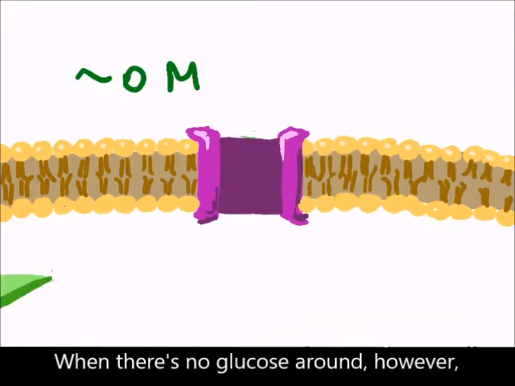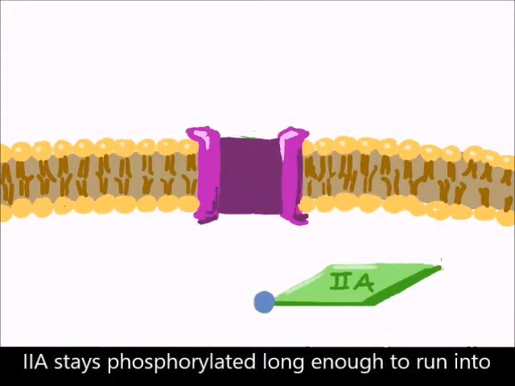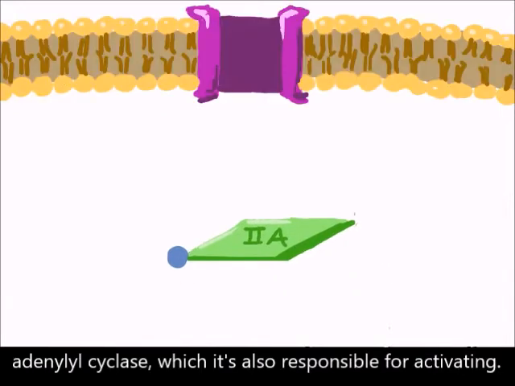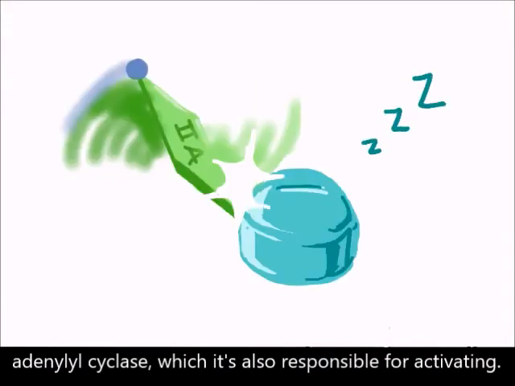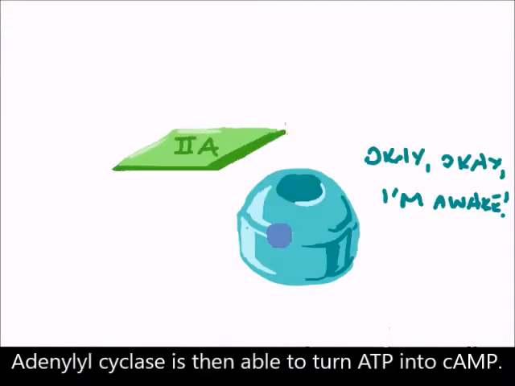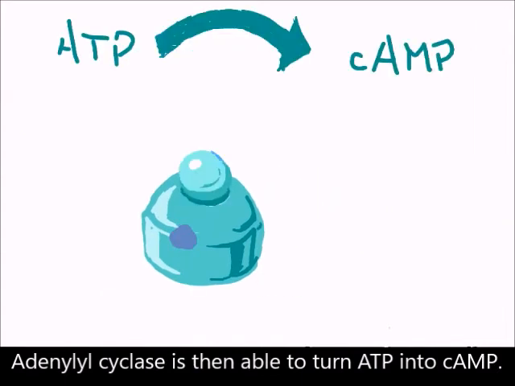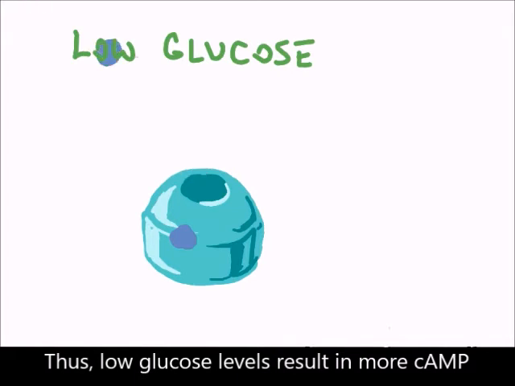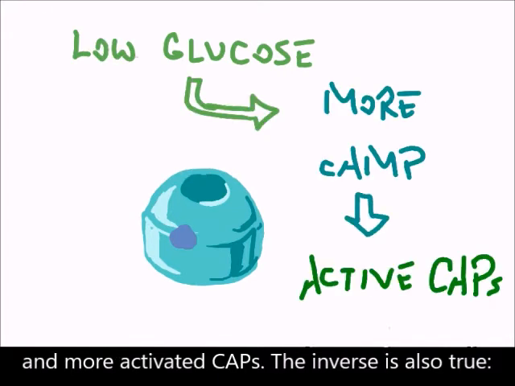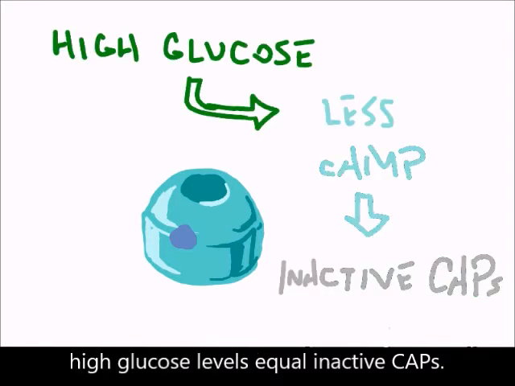When there's no glucose around, however, 2A stays phosphorylated long enough to run into adenylyl cyclase, which it's also responsible for activating. Adenylyl cyclase is then able to turn ATP into cAMP. Thus, low glucose levels result in more cAMP and more activated CAPs. The inverse is also true. High glucose levels equal inactive CAPs.